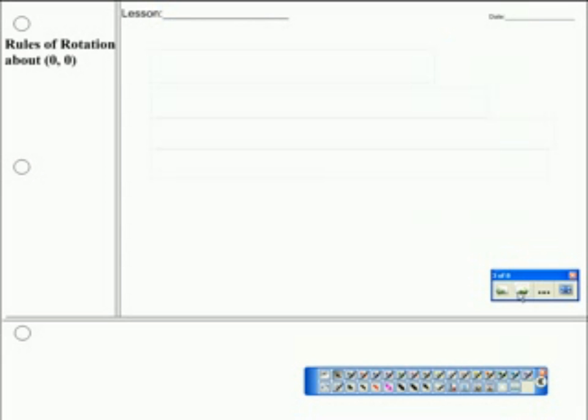All right, these are our rules. Now, these rules are specifically for rotations about 0, 0, and they only work when the center of rotation is 0, 0. However, like I've said before, in the majority of cases we will have this year, the center of rotation is going to be 0, 0.